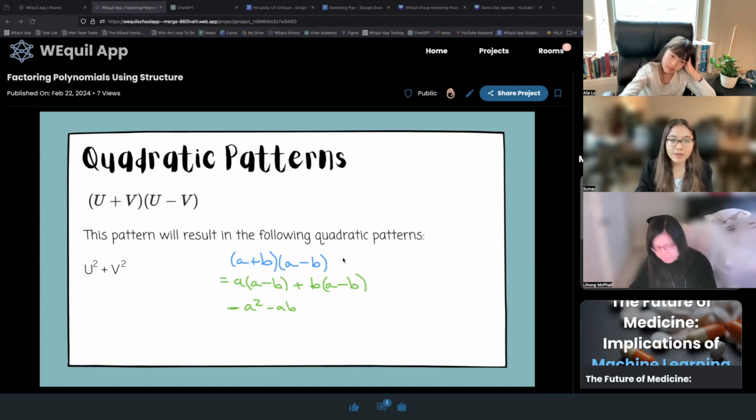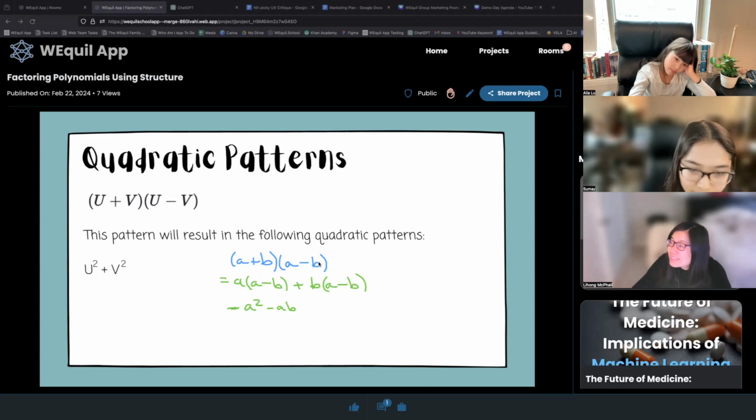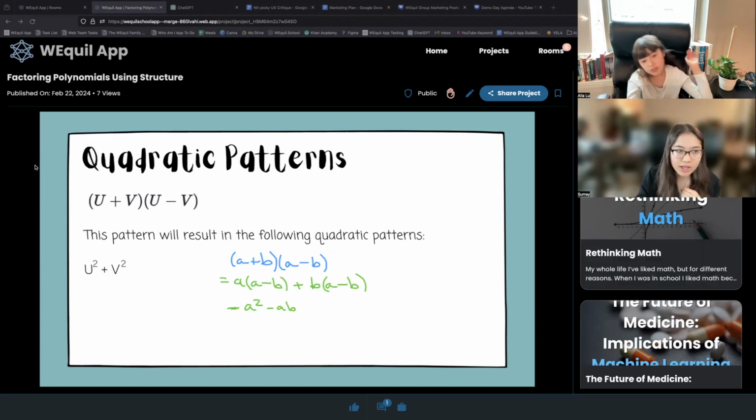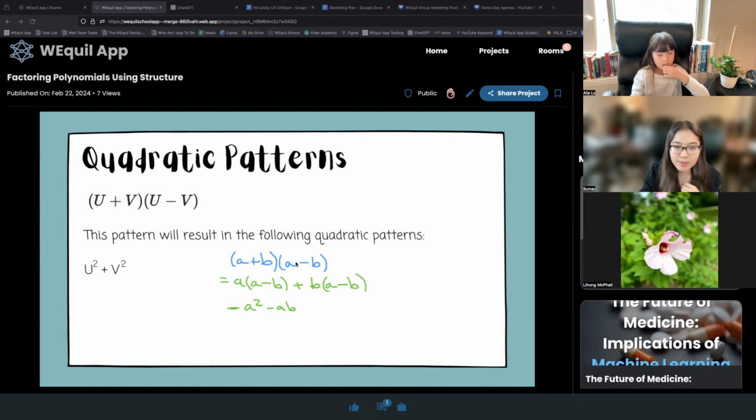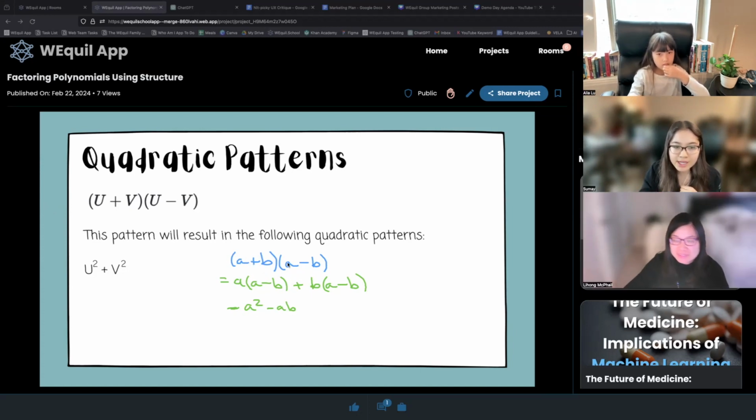Okay, the reason why is because basically what we're trying to do is we're breaking this up, where instead of multiplying A plus B times A minus B, we're taking A times A minus B, and then we're taking B times A minus B. You see that? We're just taking this incrementally.